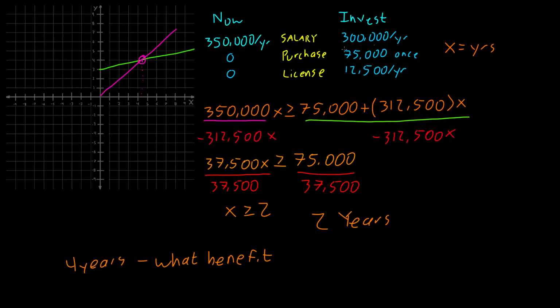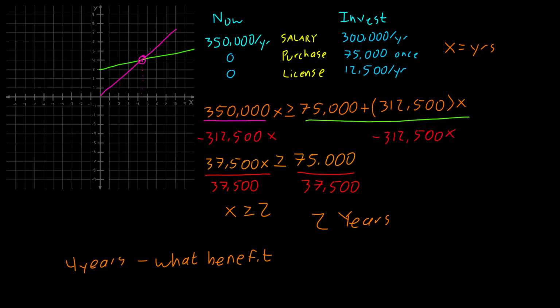You've got not only the $75,000 investment up front, but you've also got this recurring cost of $12,500. And so the original question was, how long will it take to pay itself off? Or, when is your break-even point? And that is in 2 years.